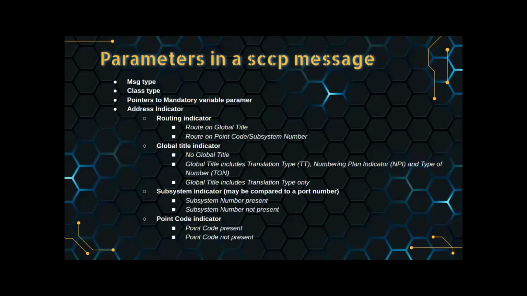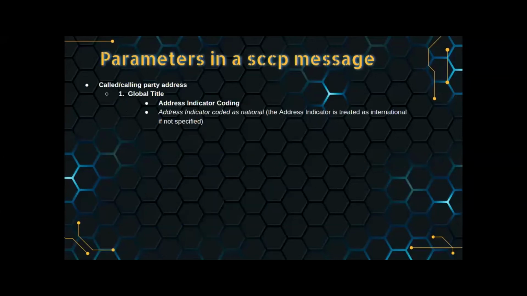Then there are the address indicators, and in the address indicators we have the routing indicator, a global title indicator, and a subsystem indicator. The subsystem number may be compared to a port number in TCP/IP. There is a point code indicator, and there is also a global title. In the global title, there is an address indicator, and the address indicator is coded as national.